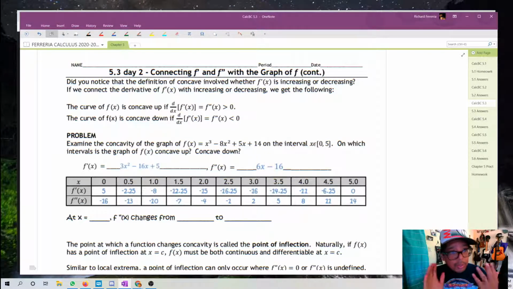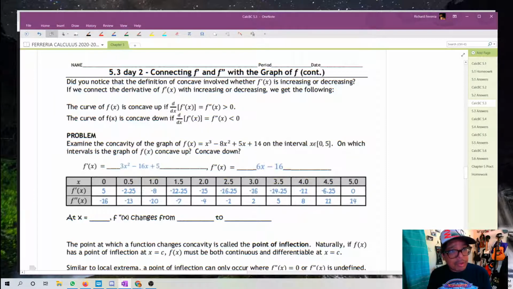Actually, I'm crazy. We should be looking at f prime. So let's take a look at f prime. What's happening to the slope? Well, at 0 we have 5, to negative 2, to negative 8, to negative 12, to negative 15, to negative 16.25, to negative 16. Okay, so something happened here between x equals 2.5 and x equals 3.